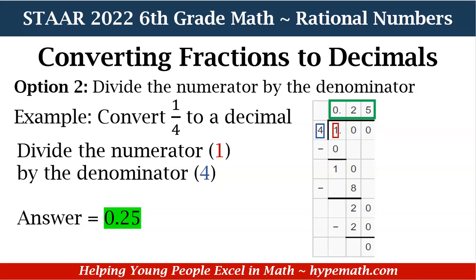Remember, 6th graders, wherever you put the decimal in the house, you have to put it on the roof as well, okay? So we have 0 and we know that 4 can go into 10 2 times. 2 times 4 is equal to 8. 10 minus 8 is equal to 2. We bring down our 0. Now we're going to ask ourselves, how many times can 4 go into 20? And the answer is 5. So 1/4 can be converted to 0.25 or 25 hundredths.